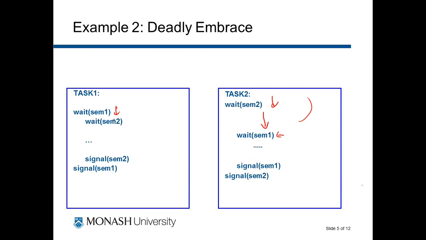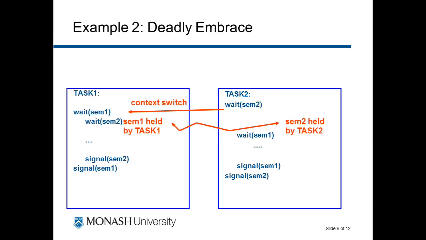Well, task 2 gives up the CPU because it's waiting, so it's gone to the blocked queue. Task 1 is scheduled, so it's running on the CPU. The first thing it does, it says it's waiting on semaphore 2. Now, task 2 has semaphore 2, task 1 has semaphore 1. And you've got this classical situation of no one giving up their resource, and we're going to be blocked forever. Okay.